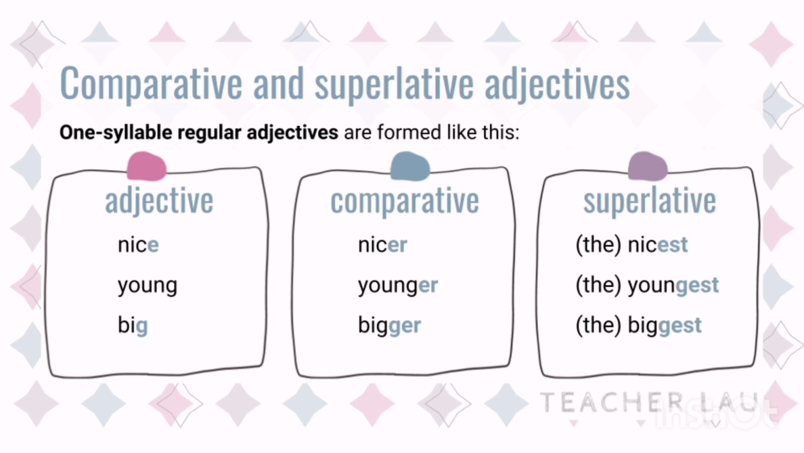The first thing to consider is the word length. One-syllable adjectives add er to the comparative and est to the superlative form. Young, younger, youngest. When an adjective ends in e, we only add r to the comparative or st to the superlative. Nice, nicer, nicest. If an adjective ends in a single vowel and a consonant but not w, we double the final consonant. Big, bigger, biggest.